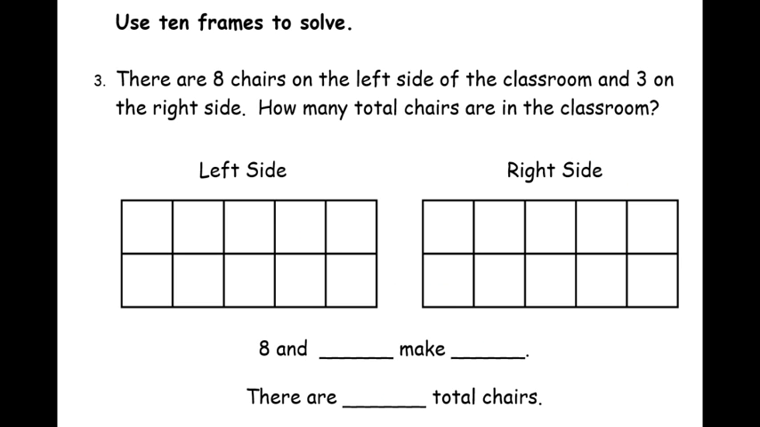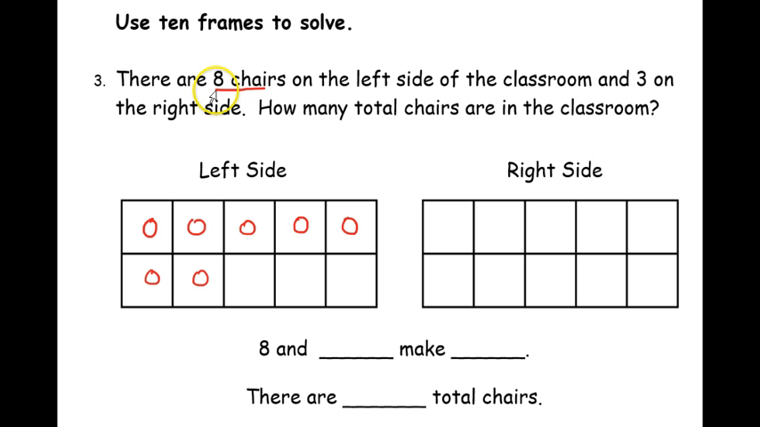We're going to do the same thing in the next section, except we're going to use 10 frames to show our objects instead of groups. This question says there are 8 chairs on the left side of the classroom and 3 on the right side. How many total chairs are there in the classroom? I'll start by drawing the 8 chairs in the left side 10 frame. So I'm just going to put a circle for each chair in my 10 frame.